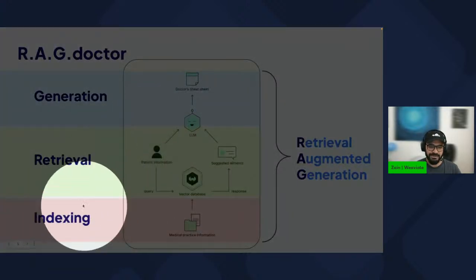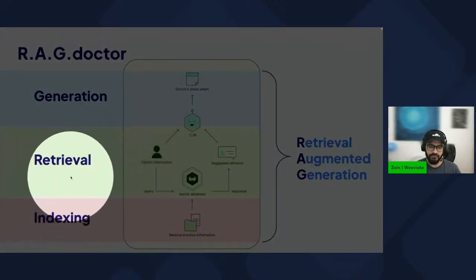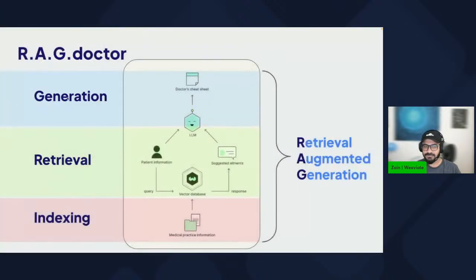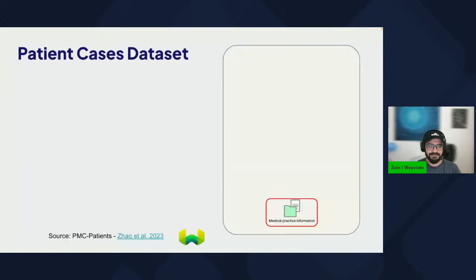and talk about how you can improve indexing. How can you do better indexing? How can you improve retrieval? How can you improve generation? So on and so forth. Okay, awesome. So with that said, let's dive in.